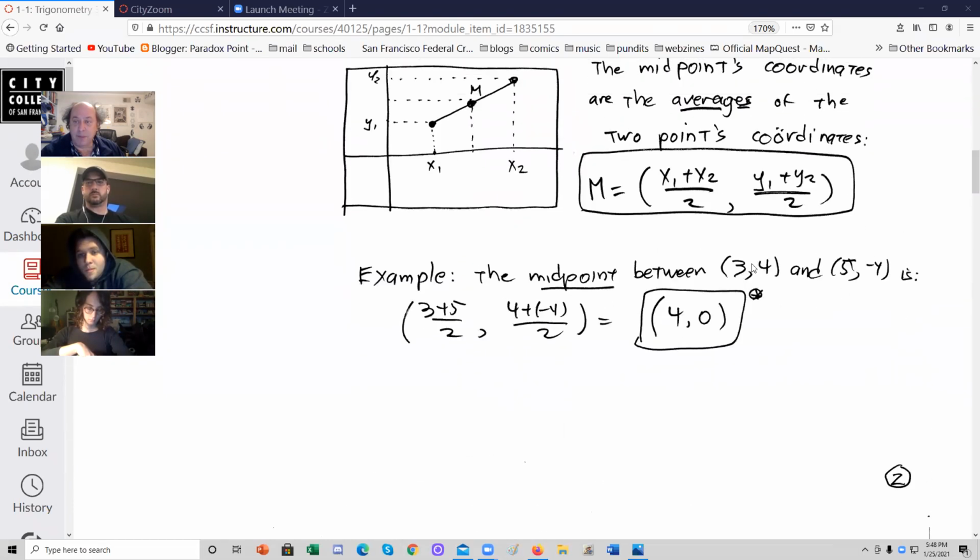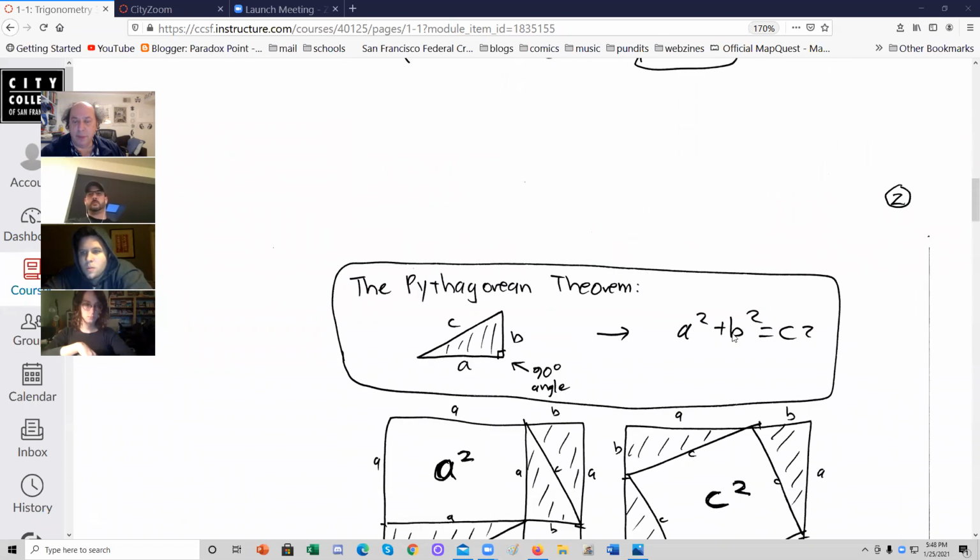So for example, 3 by 4 and 5 by negative 4. What is its midpoint? Well, the x coordinate is 3 plus 5 over 2 here, and the y coordinate is 4 plus negative 4 over 2 here. 3 plus 5 over 2 is 4. 4 plus negative 4 over 2 is 0, so the midpoint is 4 by 0.